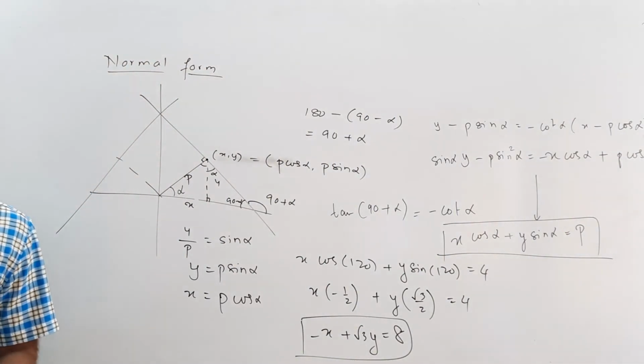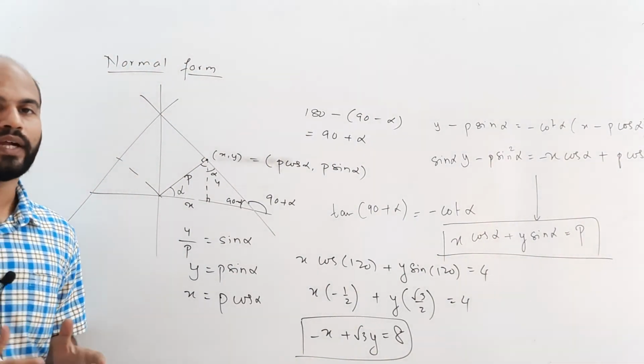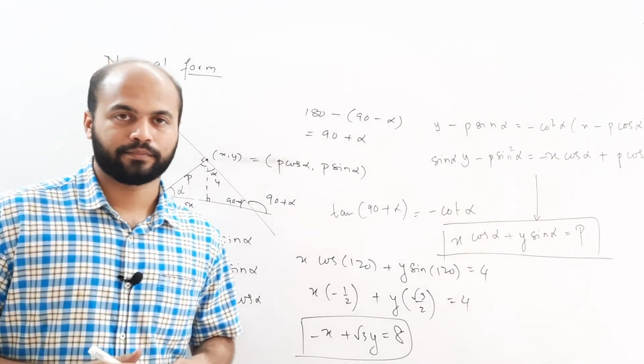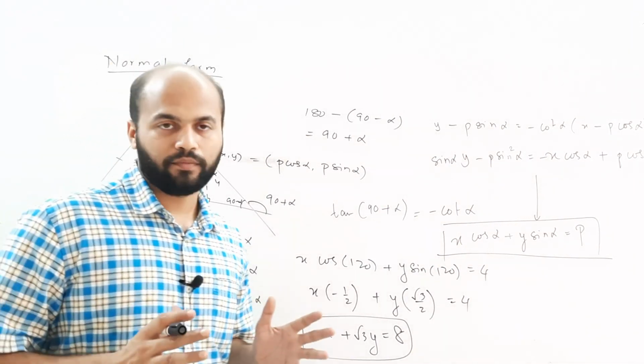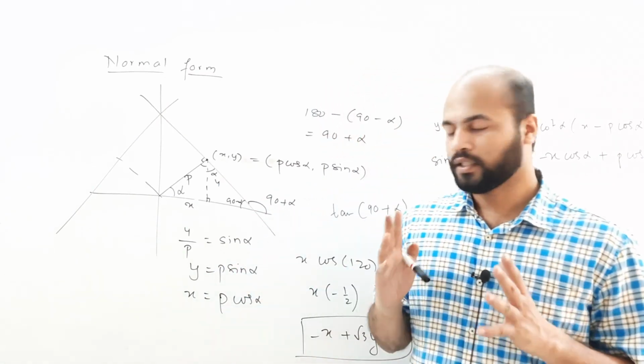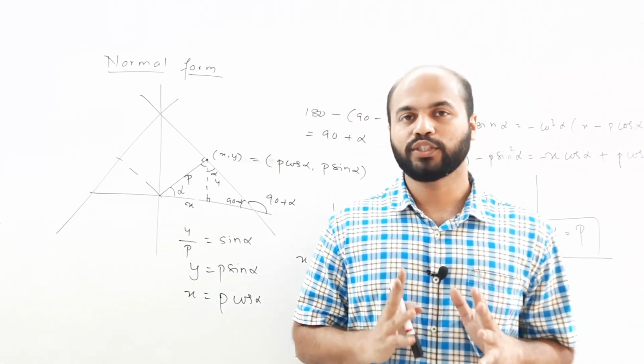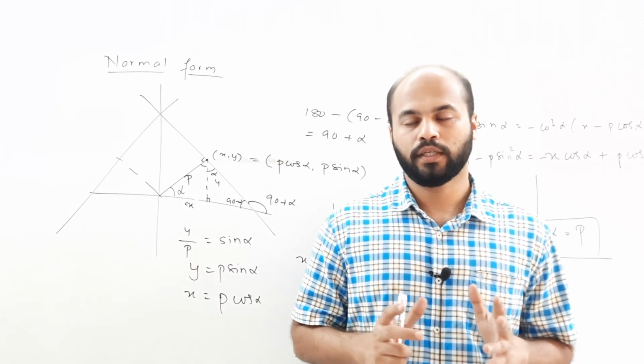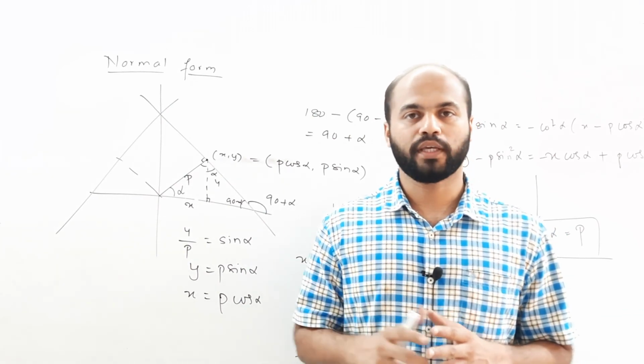That is the answer to this question. So given the alpha value and given p, we can easily find the equation of this line. These are the various forms of equation of line that you need to know, and if you have understood the application of two-point form and slope point form, then you can derive any of the following equations of lines.